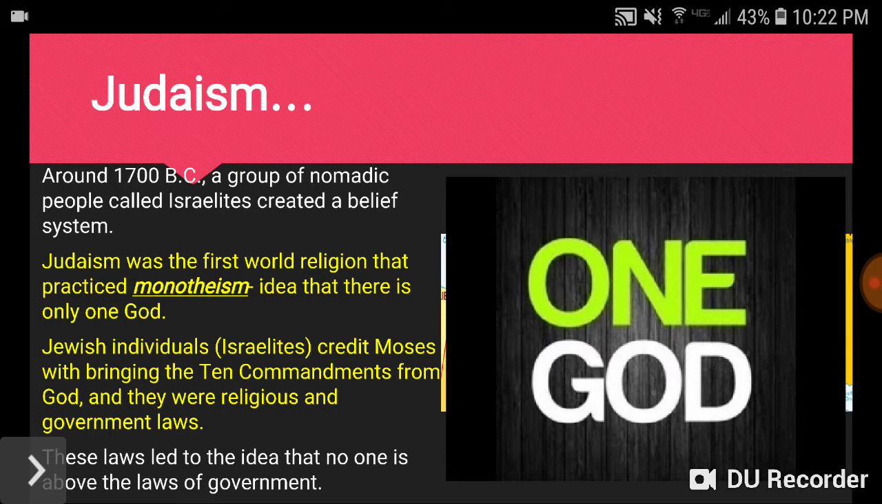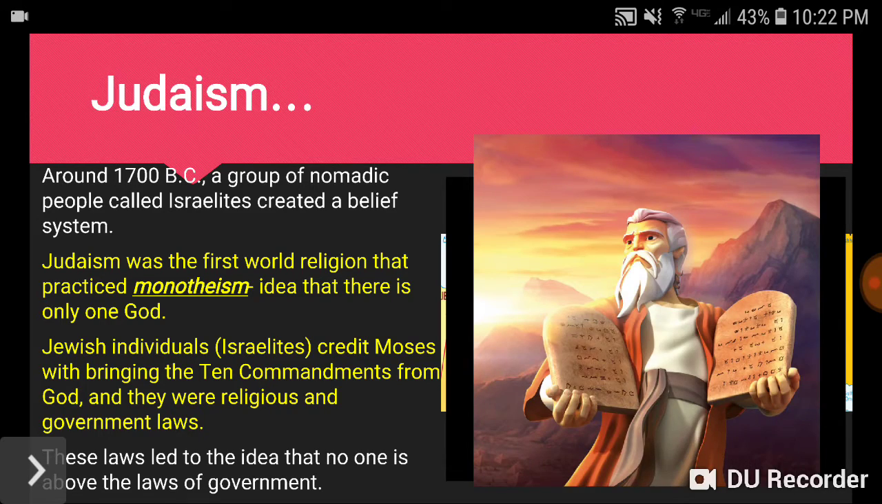And so what Jewish individuals or Israelites did is they're credited with Moses, who brought down the 10 Commandments from Mount Sinai. Basically these 10 Commandments were thought to be inscribed by Yahweh or by their God. And these 10 Commandments were essentially just 10 religious and governmental laws that the Jewish people had to follow. So thou shalt not kill, thou shalt not steal. Those were some of the 10 Commandments. And the Jewish individuals that practiced Judaism had to adhere to these commandments in order to really perfect and practice their religion.